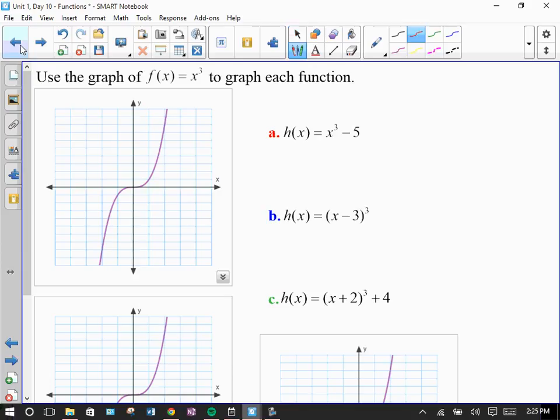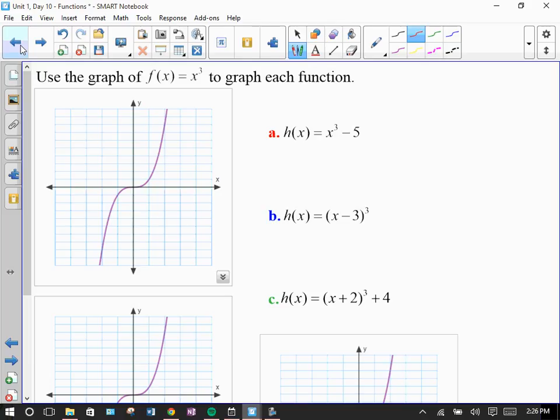So here's the thing. To move it left or right, you're replacing the x value with x plus h or x minus h. Right here, x is not being replaced. This is x cubed, the parent function, minus 5. So it's going to shift down 5. The y values were equal to x cubed, so now the y values are equal to x cubed minus 5.